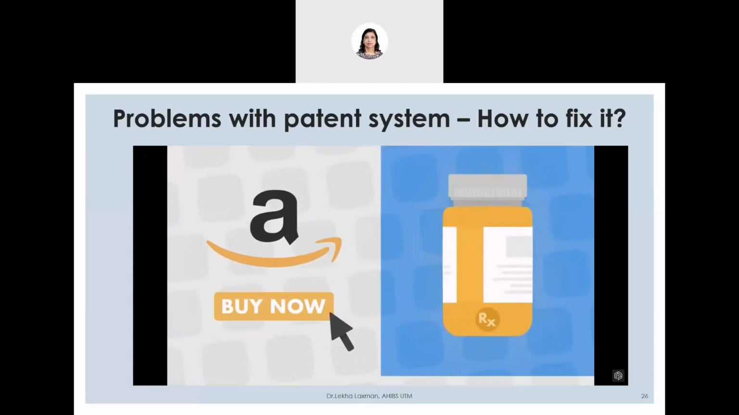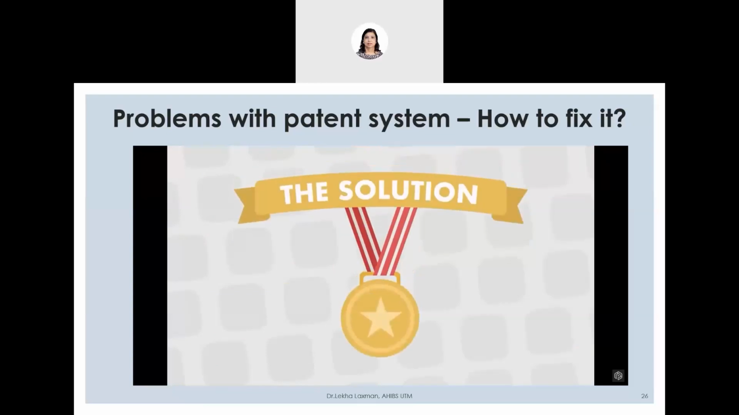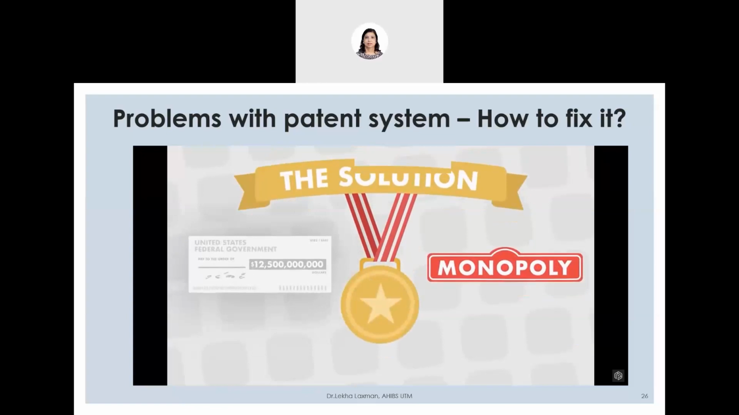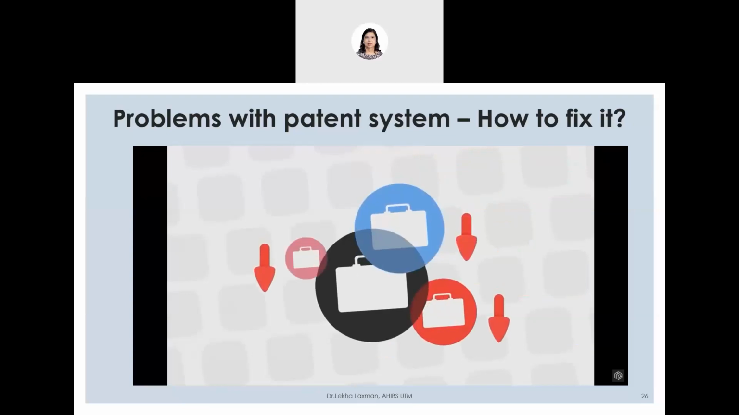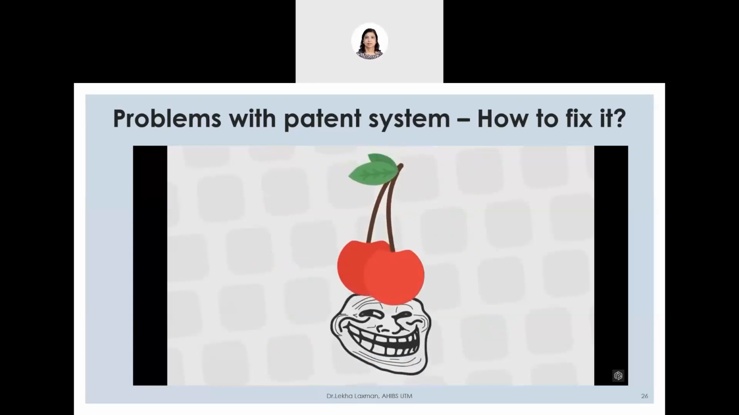The solution is a prize system where the first inventor gets a check, not a monopoly. This way, companies compete, lower prices, and make their products more accessible. Not in 20 years when their patent expires, but today. Many new companies would finally have a fighting chance. And as a nice cherry on top, patent trolls would be eliminated overnight.